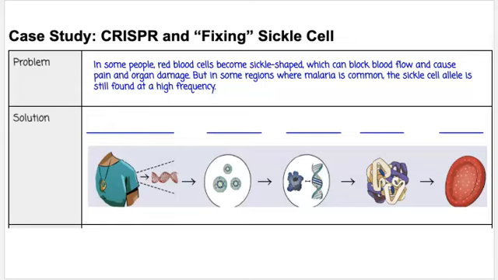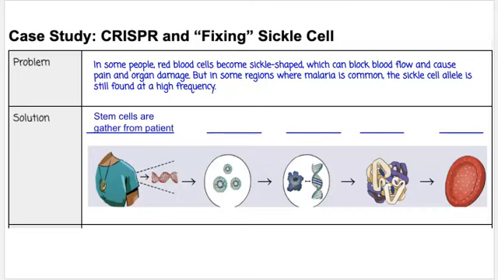So in some people, red blood cells become a sickled shape, which can block blood flow and cause pain and a lot of organ damage. But in some regions of the world, malaria is very common, and we find a lot of sickle cell alleles at a very high frequency. So let's look at the solution of how scientists came up with CRISPR for fixing this sickle cell trait.